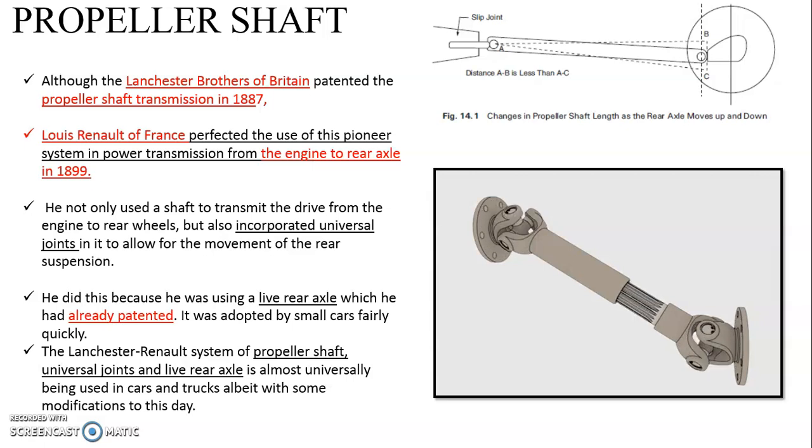In 1887, Lanchester of Britain developed a propeller shaft, and Louis Renault of France first used the propeller shaft practically. He also incorporated the universal joint and patented the rear axle. All these developments by Lanchester and Renault, the propeller shaft, universal joint and rear axle, are still universally accepted and used in cars and trucks with some modification today.